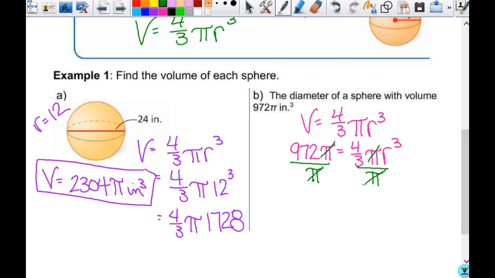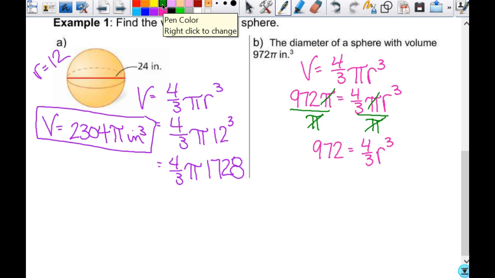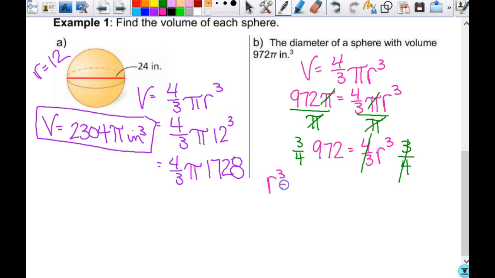They do cancel out, but you don't get to just willy-nilly go knocking things out, because that gets you in some big trouble sometimes. So this leaves me with 972 is equal to 4/3 r cubed. So now what would I do? Good. Multiply both sides by the reciprocal, which is 3/4. So over here, these cancel out, because that's why we did it. And then 3/4 times 972, you get 729. Once you get that far, put the calculator down and hands off until I tell you to.